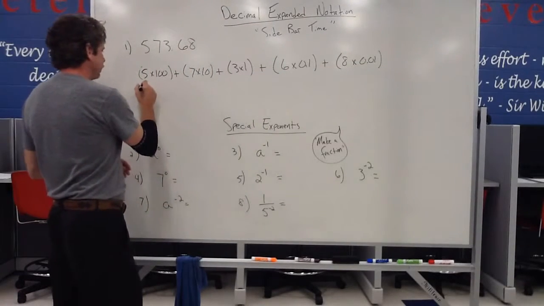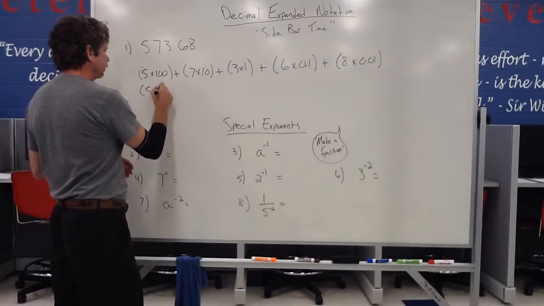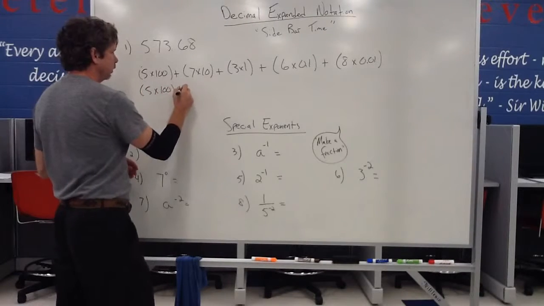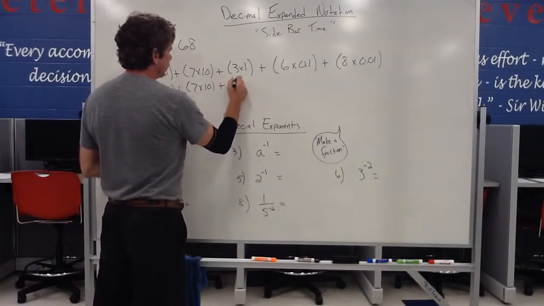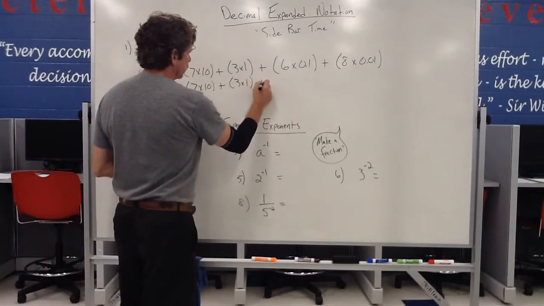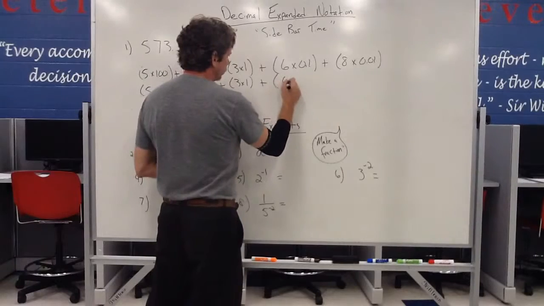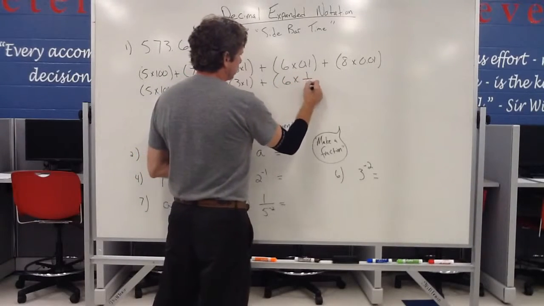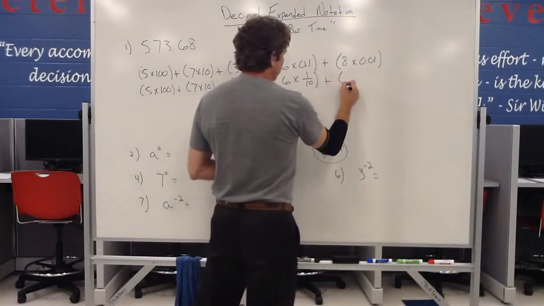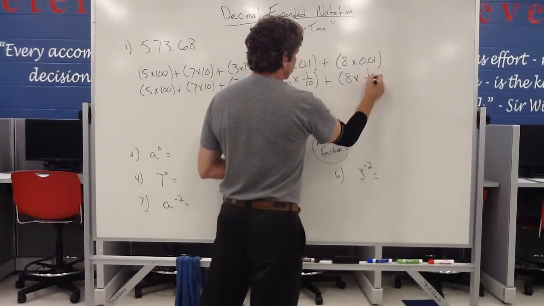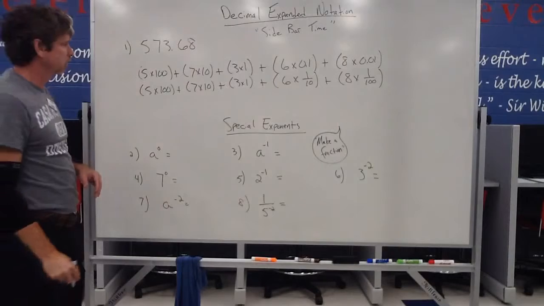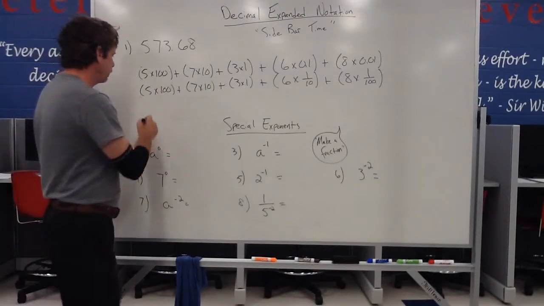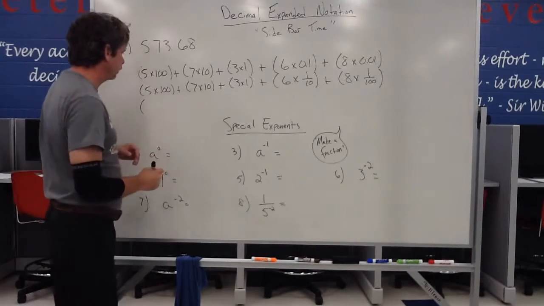We also can write it like this: 5 hundreds plus 7 tens plus 3 ones. We also have 6 1/10ths, and 8 hundredths. We can use what we call fractional notation. Even a third way we can do this is using exponent notation.